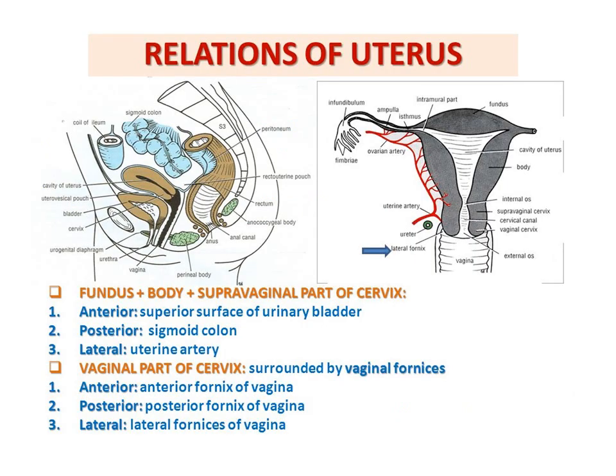The cervix, the cavity is fusiform and it's divided into two parts. The upper part is the supravaginal part, the lower part is known as the vaginal part.